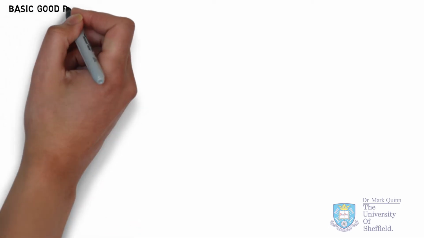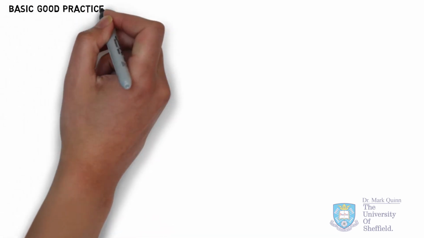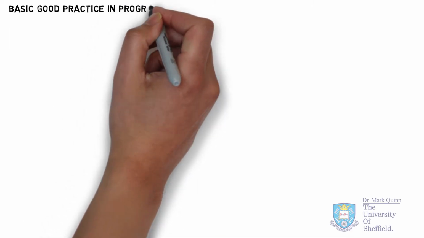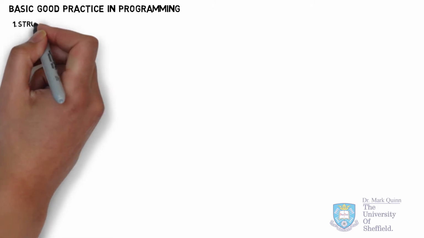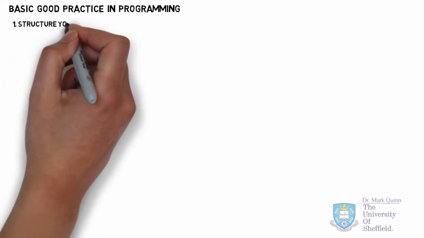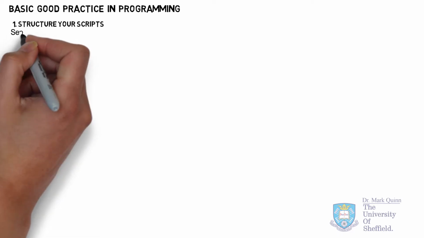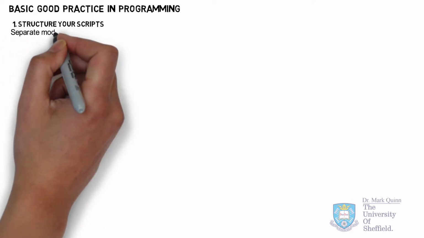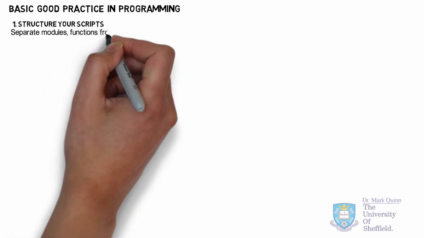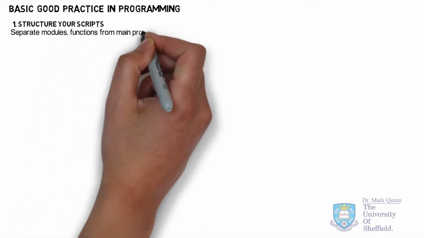Learning to program is a great opportunity to pick up some good practice techniques. Here we will look at a collection of basic tips and methods that will make your code more readable and more efficient. Firstly, the structure of your program or script should try to separate the main components away from each other. This is a basic readability tip.